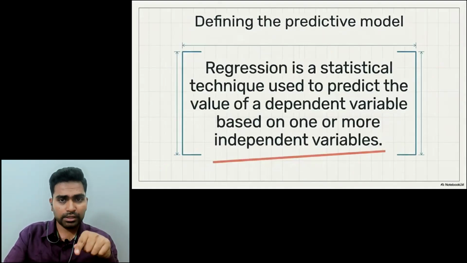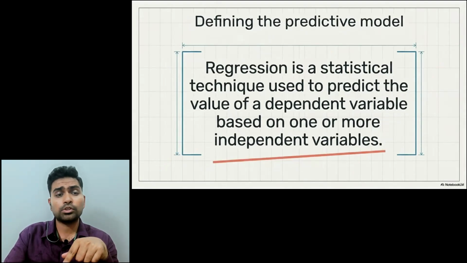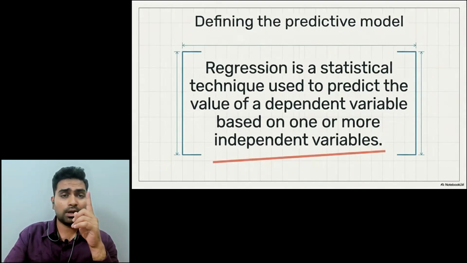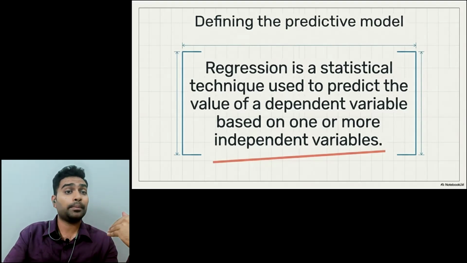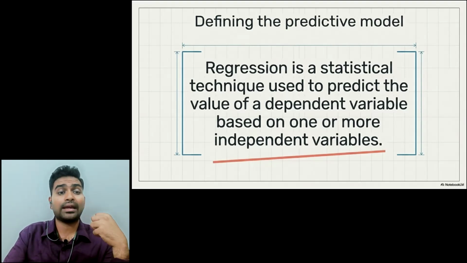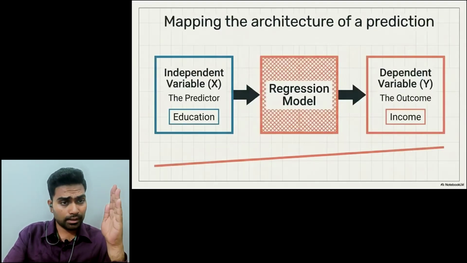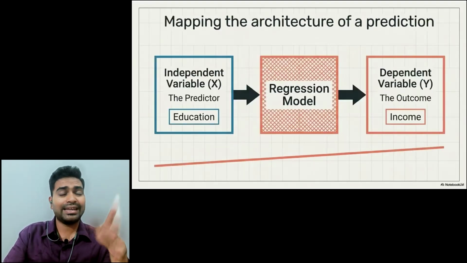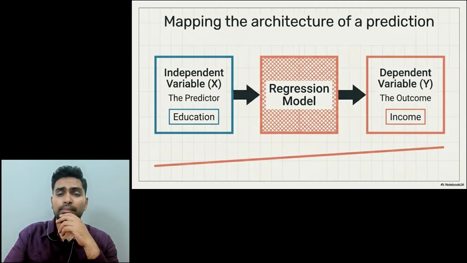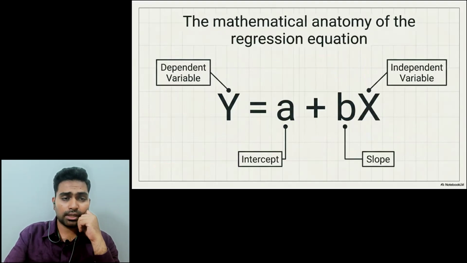So use this definition. It is a statistical technique used to predict the value of a dependent variable based on not just one variable. It can be more than one independent variable, more than one factor. So your independent variable or your predictor, your factor, can be education, and your dependent variable can be your outcome or income.